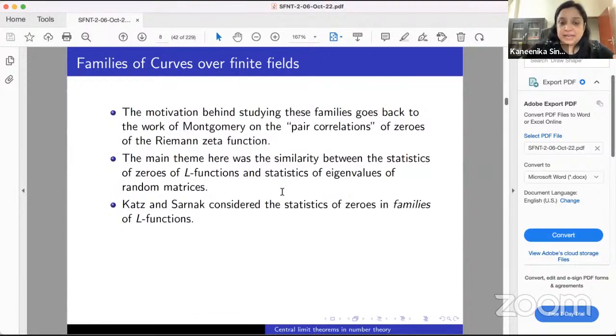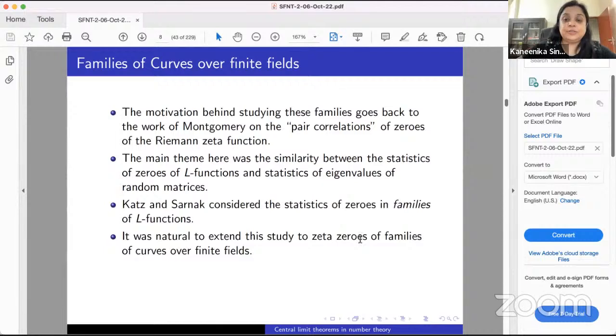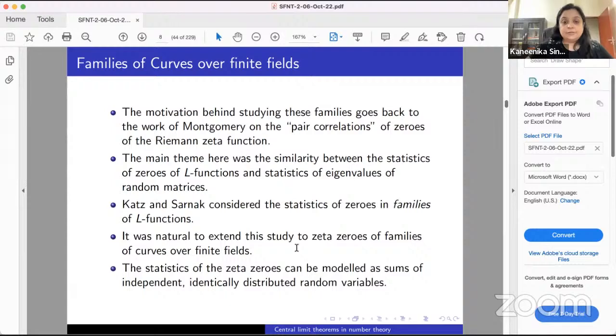So Katz and Sarnak had this perspective of considering these statistics of zeros in families of L functions, in suitable types of families. So it was natural to extend the study of zeta zeros to families of curves over finite fields. In general, the zeta zeros of curves over finite fields, which I'll define shortly, are much better understood than zeta zeros of the Riemann zeta function or zeta functions in the Selberg class. And whenever you have analytic questions about the Riemann zeta function or L functions, you invariably see that you can translate them into questions about zeta functions for curves over finite fields. Those questions are very well understood in this context. So the statistics of the zeta zeros can be modeled as sums of independent, identically distributed random variables.